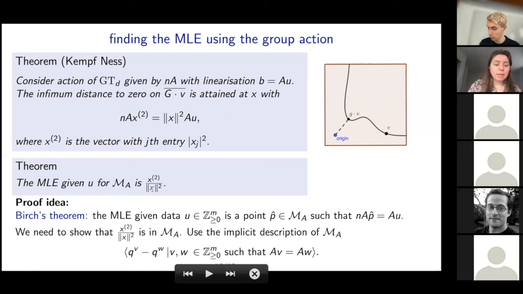Okay, so how can we show that this is the MLE? Well, before we saw Birch's theorem, which characterized the MLE in terms of this equation here. And we can check that if we let p hat be this, then this equation is the same as this one. So we're already very close to showing that this is the MLE. We have that it satisfies the right equation, but we need to show that this point is actually in the model. So this is the challenging part. An MLE has to satisfy this matching of sufficient statistics, but it also has to actually be a point in the model of interest. And to show that the point is in the model, we can use the implicit description of this model. So these vanishing equations for its Zariski closure.